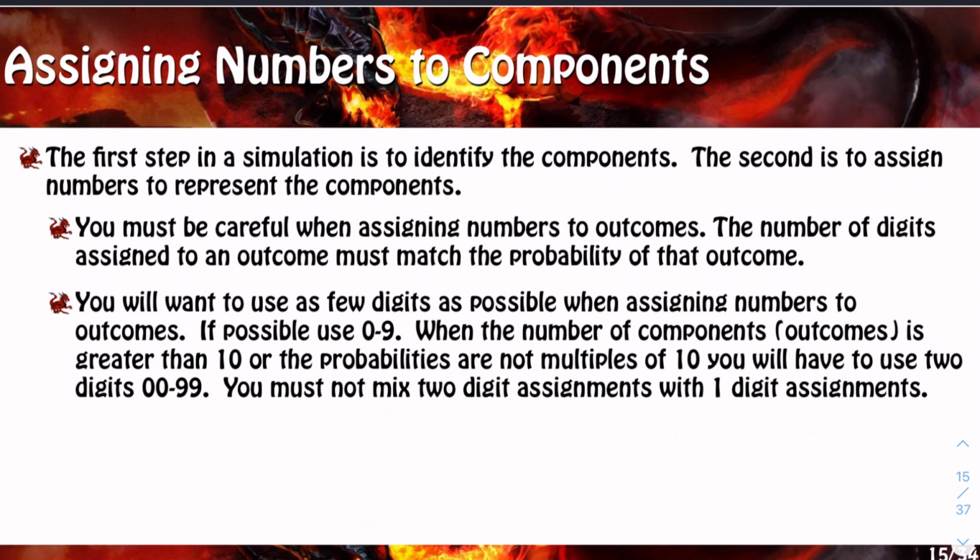So you will want to use as few digits as possible when assigning numbers to outcomes. If possible, just stick with 0 to 9, that is 10 numbers. When the number of components is greater than 10, or the probabilities are not multiples of 10, you will have to use 2 digits, think 00 through 99. You must not mix 2-digit assignments with 1-digit assignments.